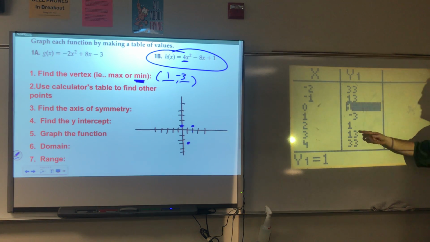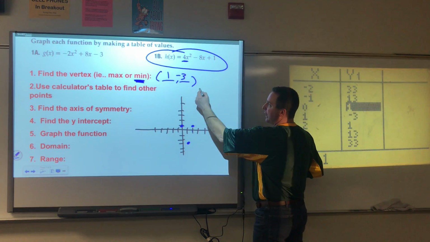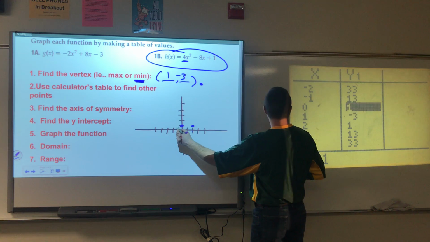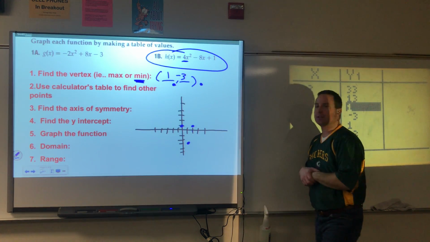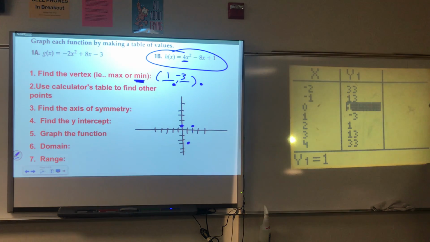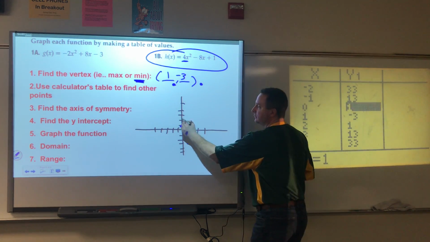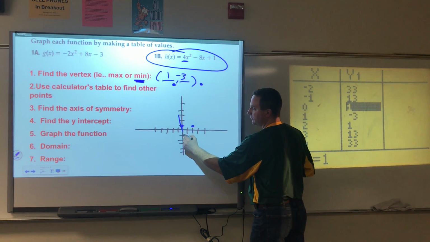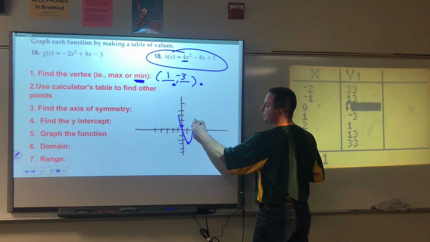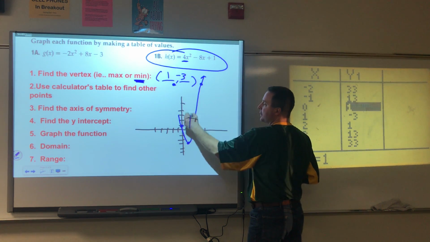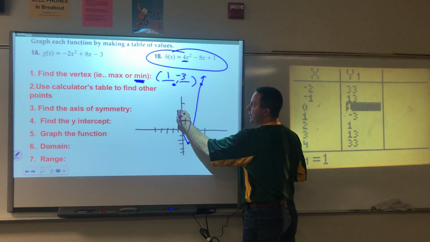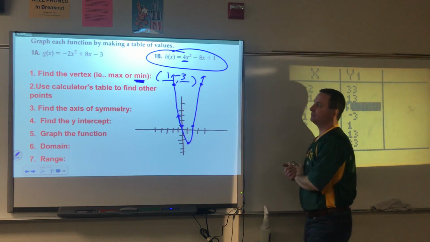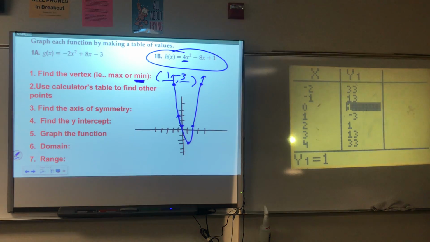Over 3, up 13. I could go over 3 and go up 13 up here somewhere. And I could go left 1, up 13 up there somewhere. And there's nothing wrong with doing that. But for sure, I have these right down here that I'm going to connect with the curve. And if you want to go all the way up to there, you can. Otherwise, we would stop right there. But maybe I'll extend it. Okay, but there's that parabola.